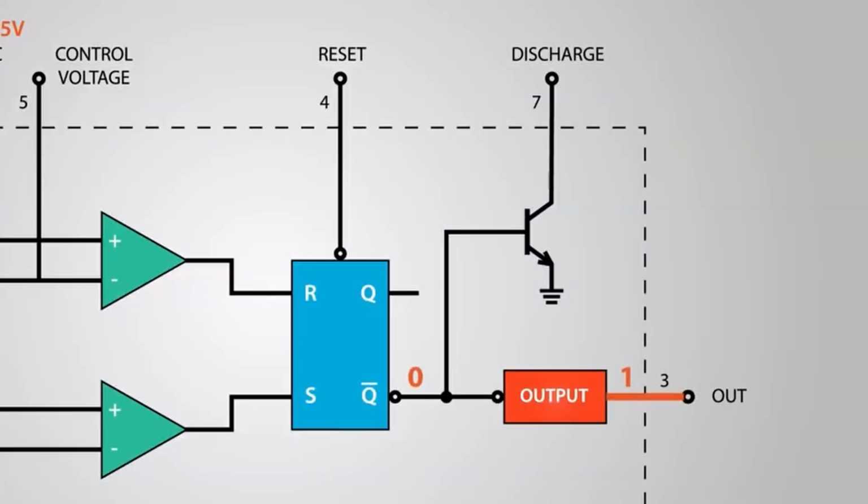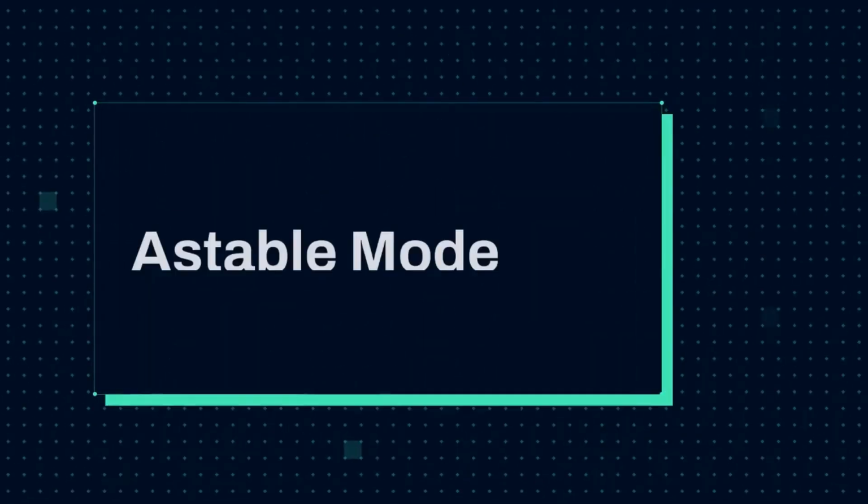The Q-bar output of the flip-flop goes to the output stage, or the output drivers, which can either source or sink a current of 200 mA to the load. The output of the flip-flop is also connected to a transistor that connects the discharge pin to ground. Next, let's see how the 555 timer works in Astable mode.